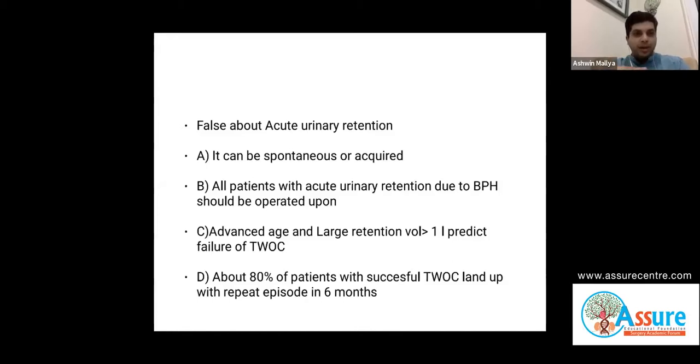For example, some kind of surgery, some spinal anesthesia was received, or some other painful anal procedure was done due to which the patient's urinary retention has been, sorry, I'm talking about the acquired causes. Spontaneous is when there is no other predisposing cause.